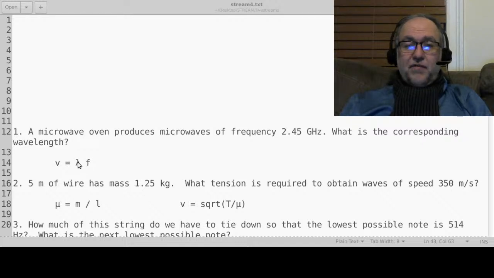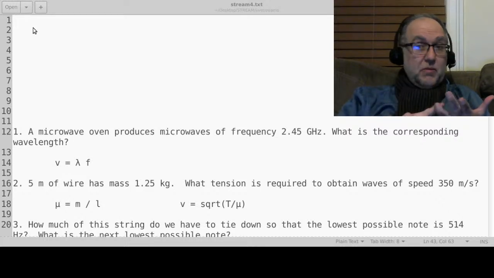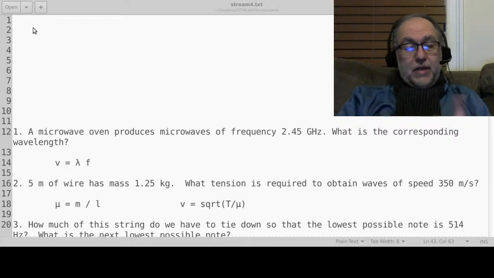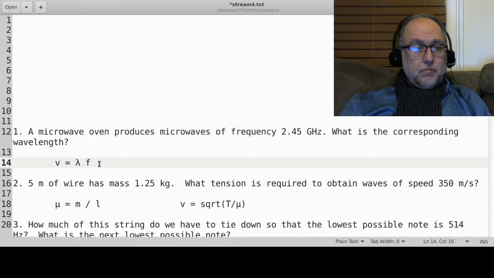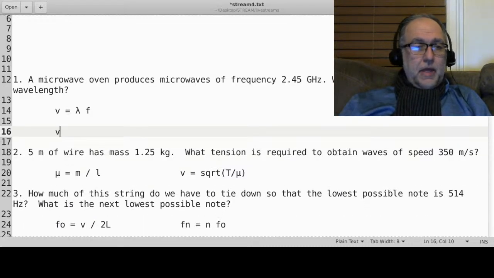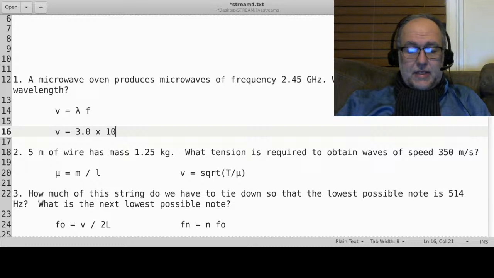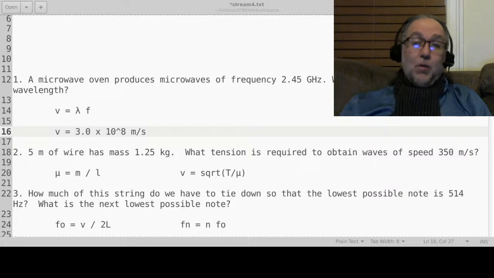I'm asking you to find lambda, and you say, well, wait a minute, don't I need v? And the answer is yes, but v is the speed of light. Now, why the speed of light? Because all waves that form part of the electromagnetic spectrum travel at the speed of light, and those are radio waves, microwaves, infrared, visible light, ultraviolet, X-rays, and gamma rays. They all travel at the same speed, and that speed is v = 3.0 × 10^8 meters per second. So that's the speed of light. I would give you that on a test, although it's not that hard a number to remember.